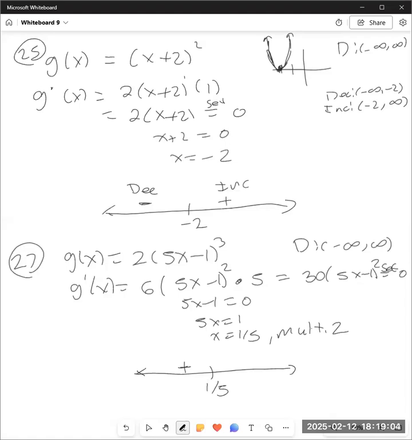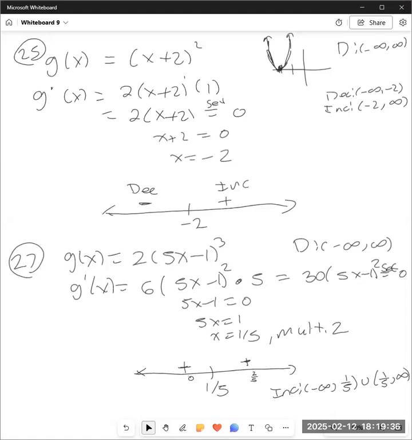So 2/5 times 5 is 2. 2 minus 1 is 1. 1 squared is 1. 30 times 1 is +30. So we stuck in 2/5 over here and 0 over there, and got positive numbers for both of them. So we're increasing from negative infinity to 1/5, union 1/5 to infinity. We're not decreasing anywhere, and the slope is 0 at 1/5.